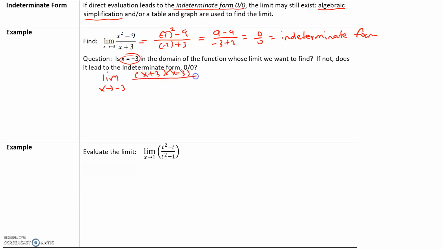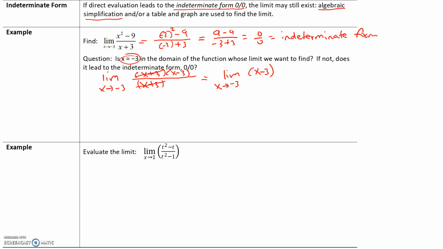One thing we can often do is factor the numerator and denominator. The x plus 3 stays the way it is. So if we divide x plus 3 by x plus 3, that's 1. So we cancel those, and we're left with the limit as x approaches -3 of x minus 3.